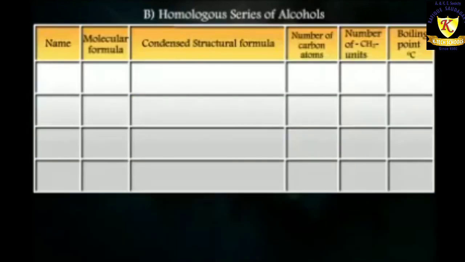Now homologous series of alcohol. Here we have name, molecular formula, condensed structural formula, number of carbon atoms, number of CH2 units and boiling point given in degrees Celsius. So the first one we have is methanol. Molecular formula CH4O. Condensed structural formula is CH3OH. Number of carbon atoms 1. Number of CH2 units 1 and boiling point 63.